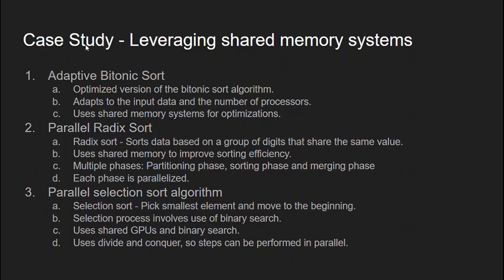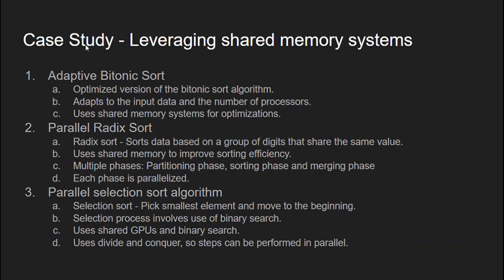Next, we'll look into a third case study where we see how we can leverage shared memory systems for sorting and searching optimizations. We'll discuss three different types of algorithms. First, let's talk about the adaptive bitonic sort.